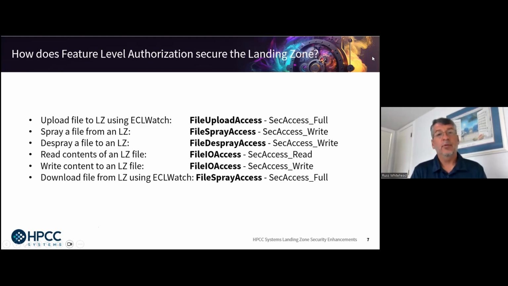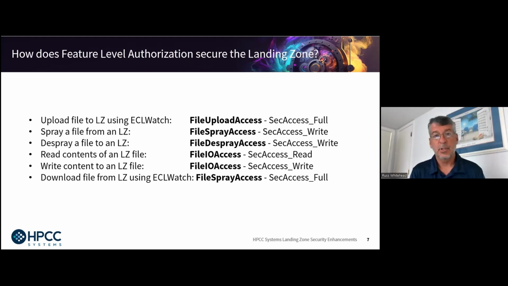As feature level authorization relates to landing zones, there are 4 different named features. And as you can see in this chart, I'm describing the various landing zone activities which we've discussed and which features are checked to ensure that you're authorized to perform these activities. You'll notice that some of them are used for multiple things.